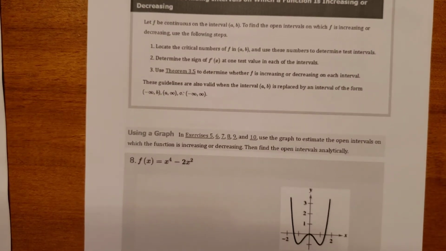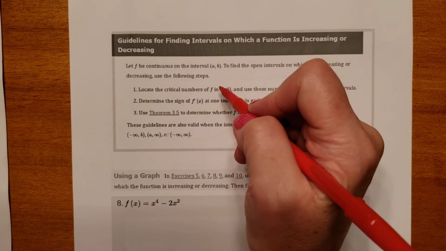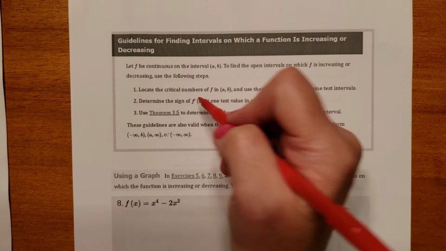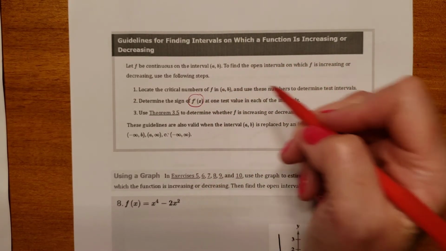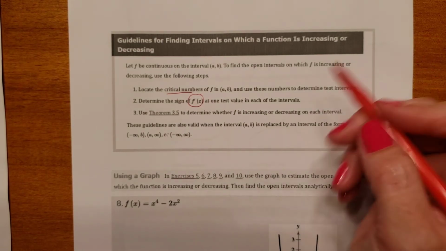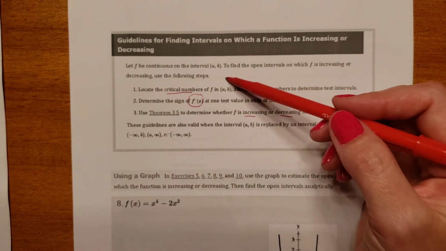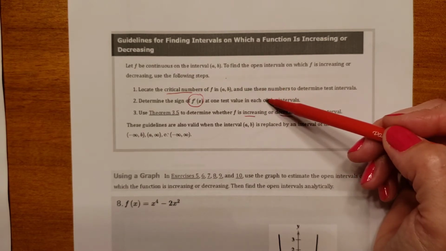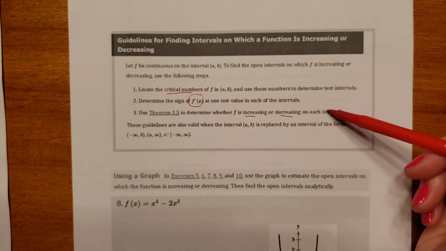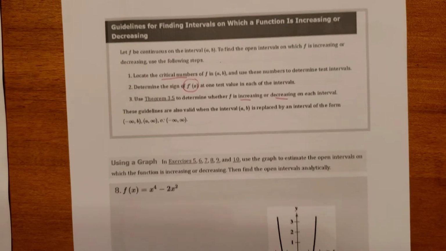So what we do to figure those intervals out is we take the derivative and we locate the critical numbers in f. So find the first derivative, find the critical numbers in that interval, and using those critical numbers, we're going to cut it into the different intervals and decide on which of those intervals it's increasing or decreasing. So find the critical numbers, determine the sign of f prime in those intervals, and then use the theorem of 3.5 to determine whether it's increasing or decreasing on each.